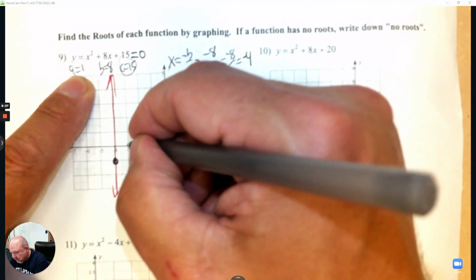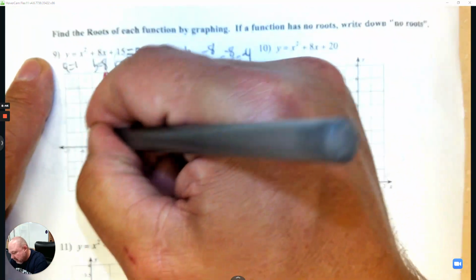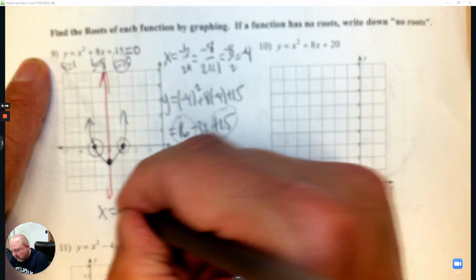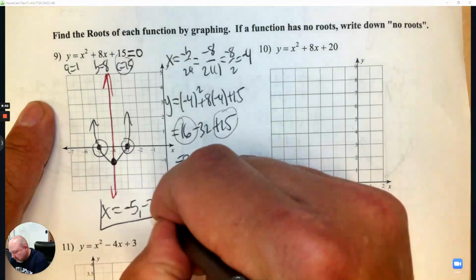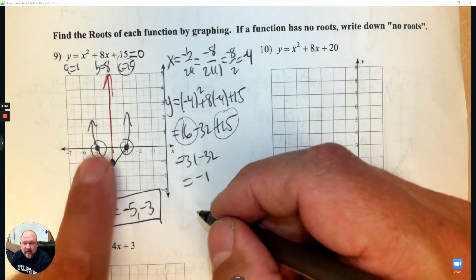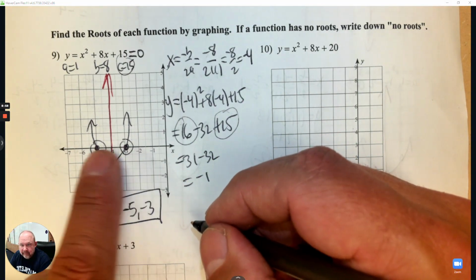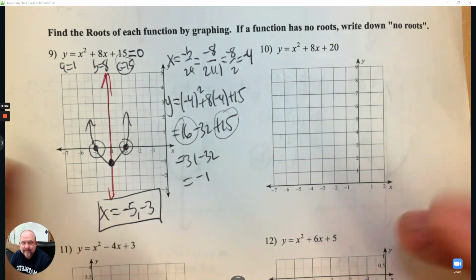So I go up 1 to the right and up 1 to the left and draw my parabola. My solutions are the numbers where it crosses the x-axis. So my answer is going to be -5 and -3. Those are my answers to this equation by graphing. I look where the x-intercepts are. So what numbers do they cross? And those are my answers.